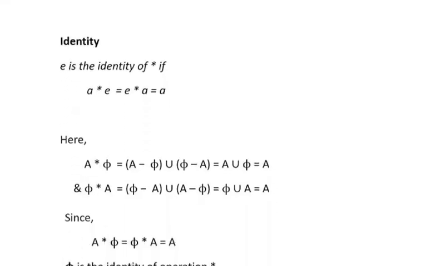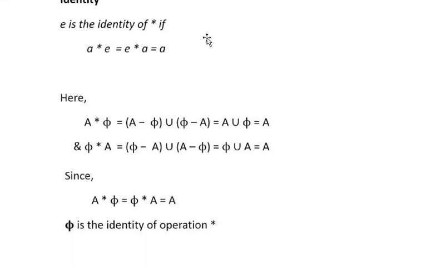So identity element, we know this is the definition, that if E is the identity element, then A star E equals to E star A equals to A. Okay, here null set. They have already said that null set is the identity element. We are starting by null set only. So A star null set will be A minus empty set union empty set minus A. But A minus null set will be A and null set minus A will be null set. So A union null set is A.